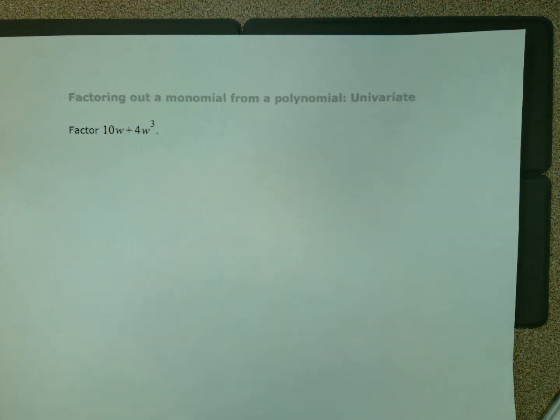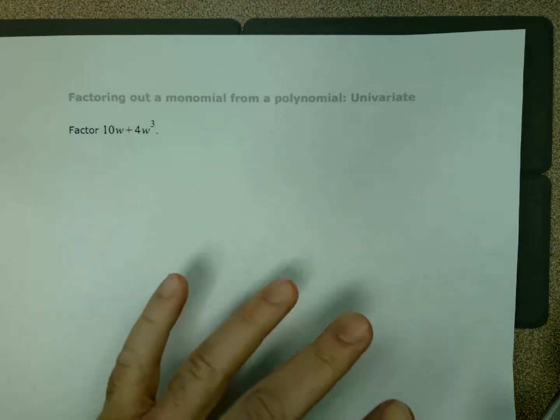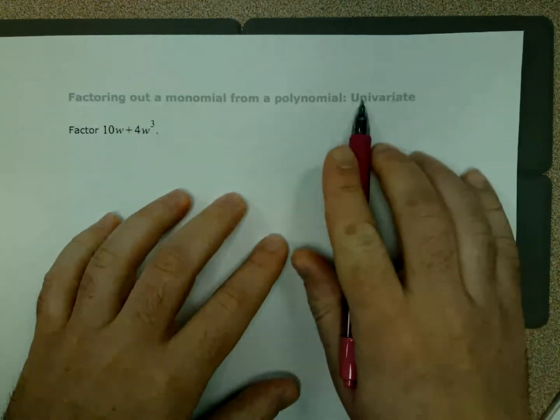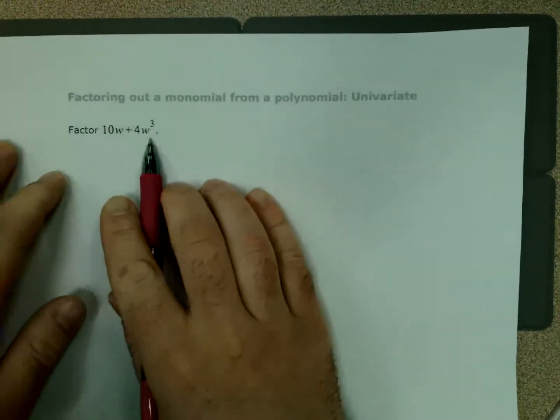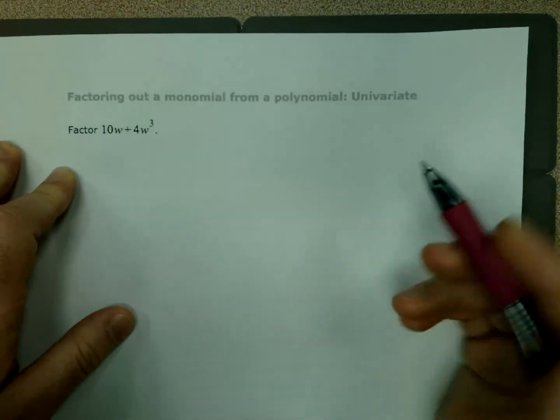Bowman. Today we're going to be looking at the Alex topic, factoring out a monomial from a polynomial univariate. So we're going to only have one variable in our problem, so univariate is one variable. So we're going to factor this out. So we're looking for our greatest common factor.